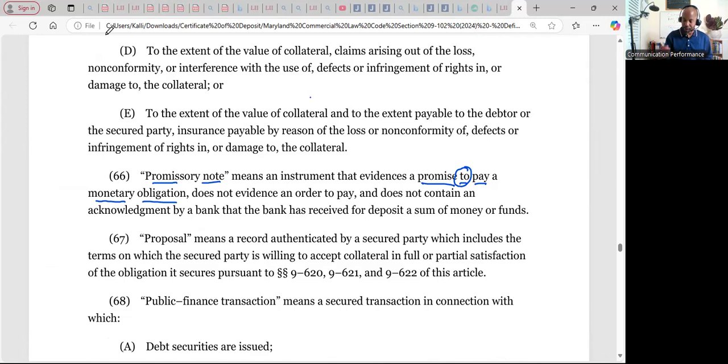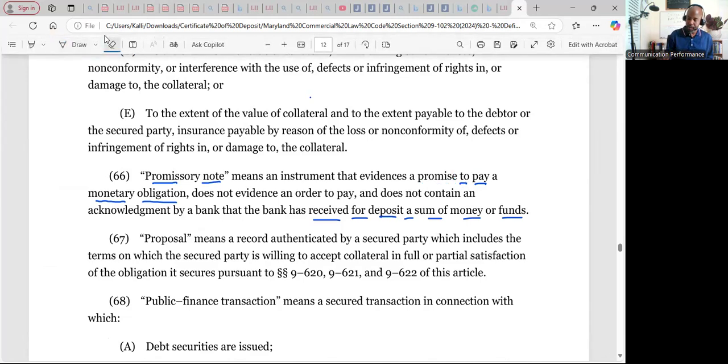That is a future tense word, right? So, promise to pay a monetary obligation, right? But once the bank purchases the note, right, the bank receives a deposit of a sum of money or funds.